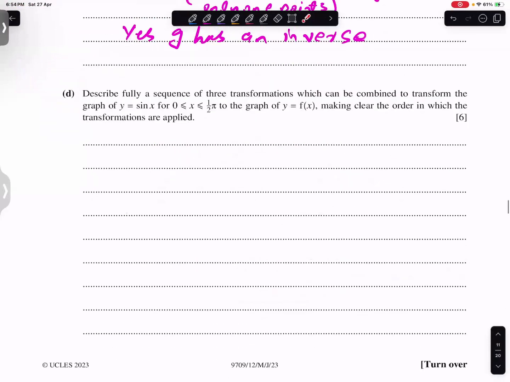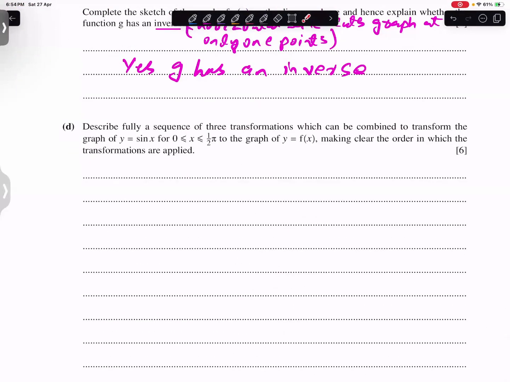Anyway, describe fully a sequence of three transformations. Student, it has 6 marks and it is just a piece of cake. And this topic was added in the syllabus 3 years back, so it will definitely come again in 2024.